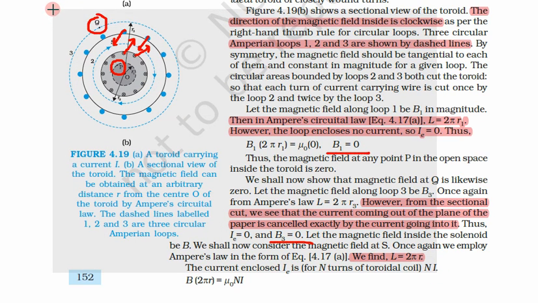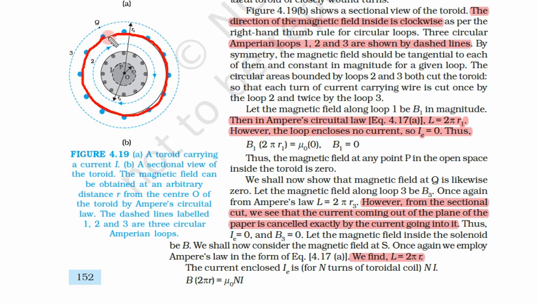Now let us see the third case. The third case is inside the toroid. So this is the outer radius of the toroid and this is the inner radius of the toroid. Previously we were either outside the toroid or inside the hollow of the toroid, but this time we are somewhere in between. This is the inner radius, this is the outer radius, and this time we are somewhere in between. Now let us see what will happen in this case.